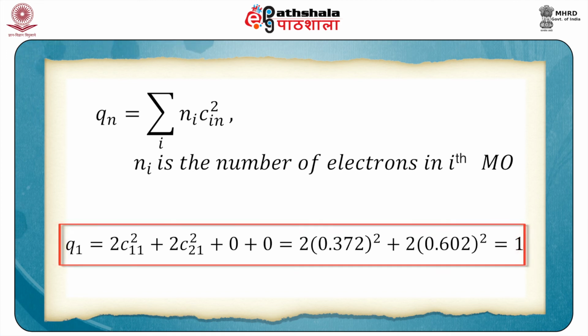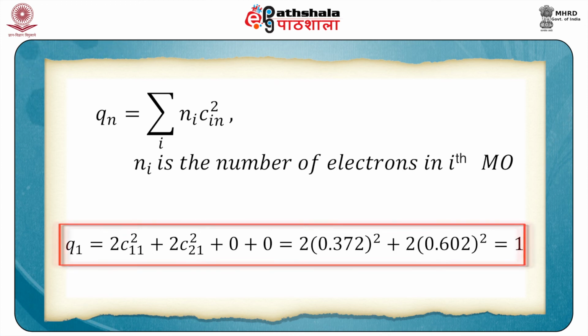2, because the number of electrons in the bonding molecular orbital is 2, then C11 square plus 2 C21 square, because the second bonding molecular orbital also has 2 electrons. The rest of them have no electrons, so their contribution is 0. Now if we put the values of the corresponding coefficients, which we have already discussed, as you can see here, the total value comes out to be 1. That means the total pi electronic charge on carbon atom 1 is equal to 1.